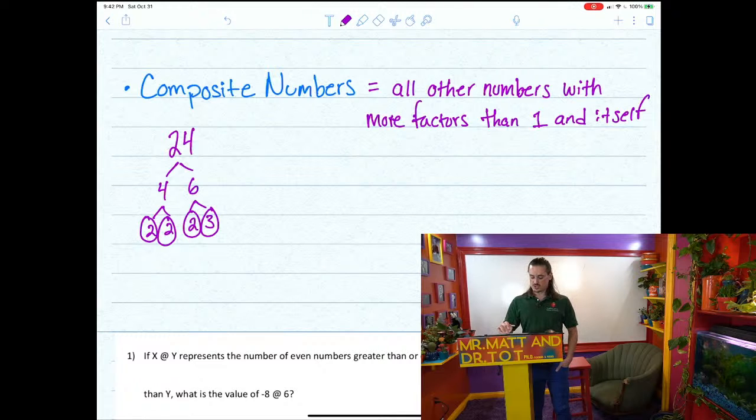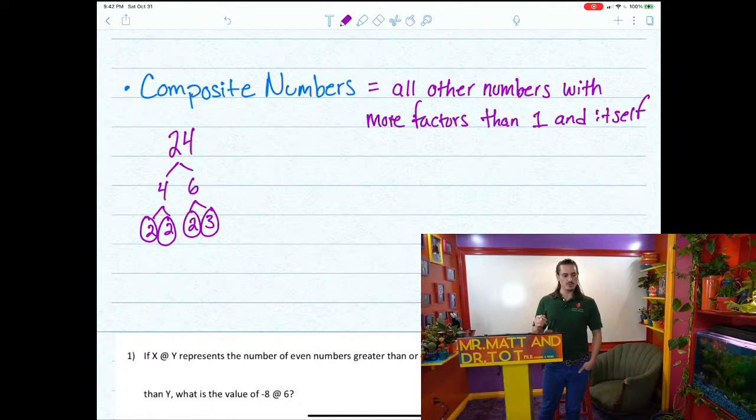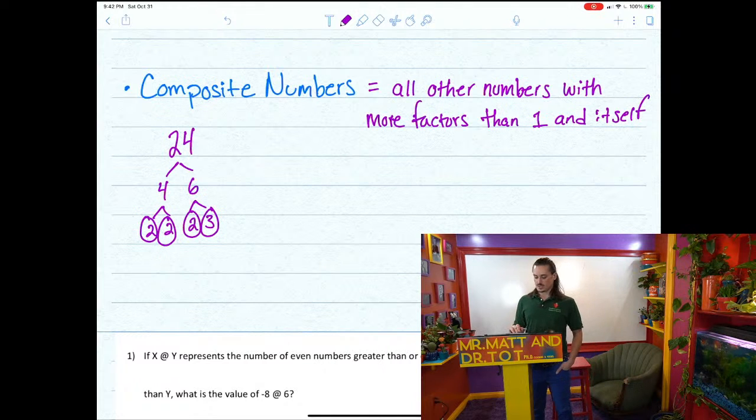Okay, if you have any questions, then please let me know. Otherwise, let's take a look at a few problems. I'm going to give you 5 minutes. I'd like you to look at questions 1, 2, and 3.